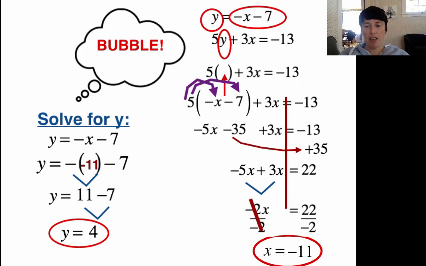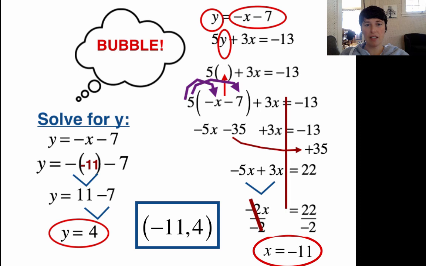Let's look at our work now. Here is all of our work. We now know the point of intersect is at negative 11 and 4 on the graph. I can box that as my final answer.